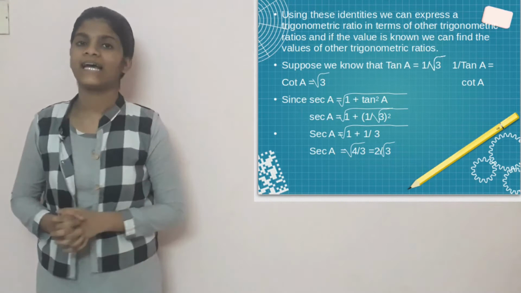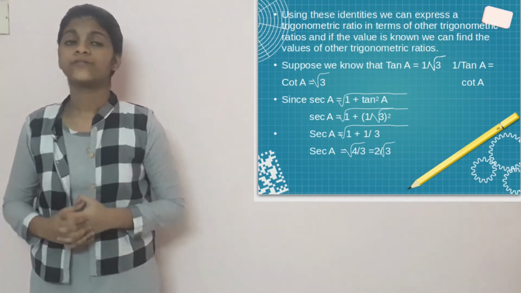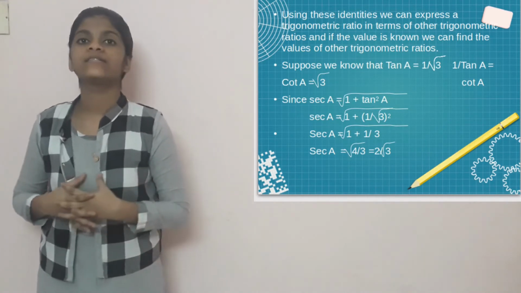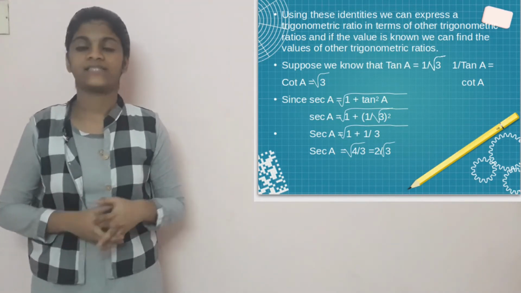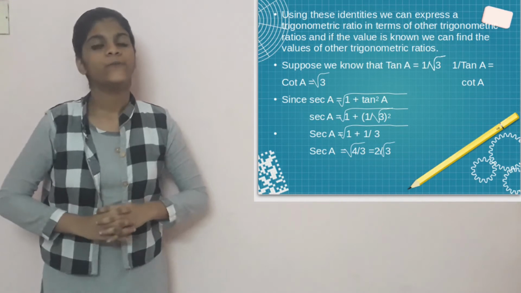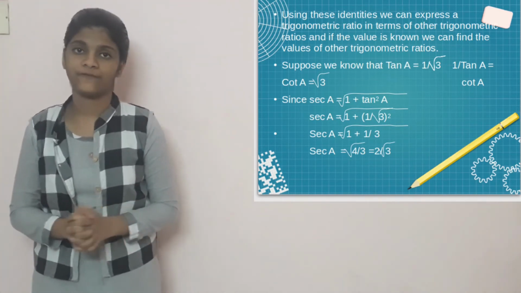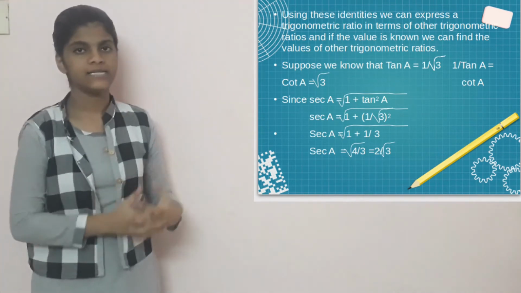Suppose we know that tan A is equal to 1 by root 3. So from here we can say that cot A is equal to root 3 because cot A is the reciprocal of tan A. That is, if tan A is 1 by root 3, we can say that the value of cot A is the reciprocal of 1 by root 3. Therefore, the value of cot A here is root 3.